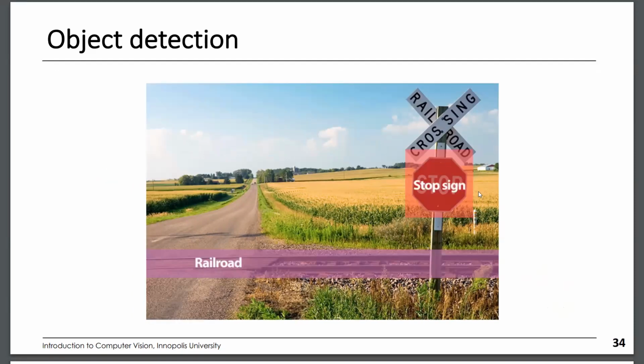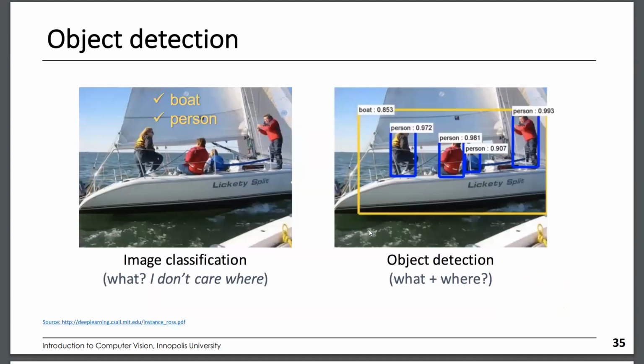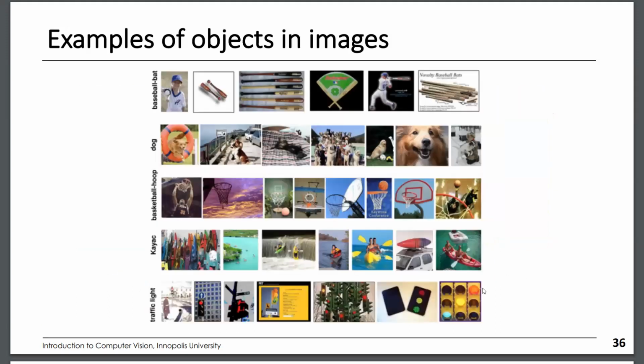So here you can see we have a railroad, a stop sign, and we have their location. Image classification is what is inside the image, but I don't care where it is. So we have a boat and we have a person. Object detection answers both questions, what and where. These are just some basic examples of objects inside images. So this is the basketball hoop.